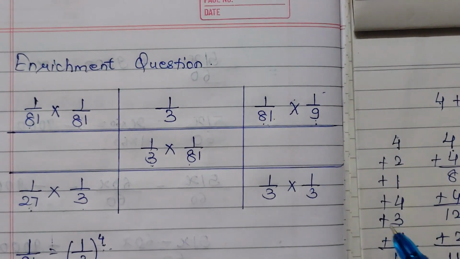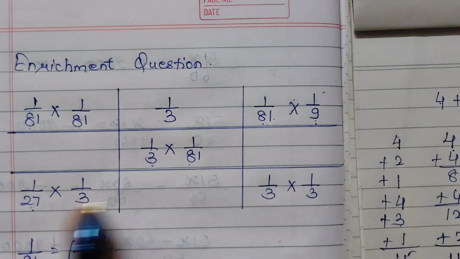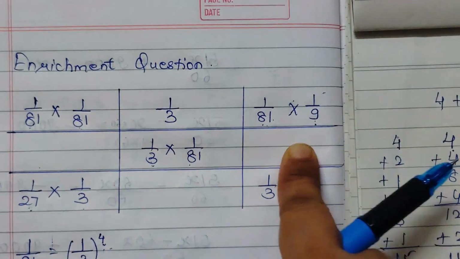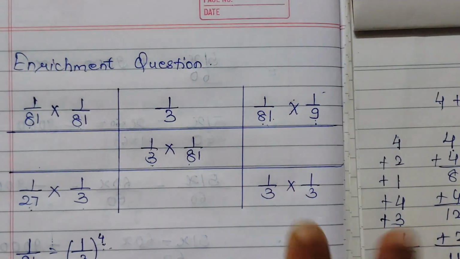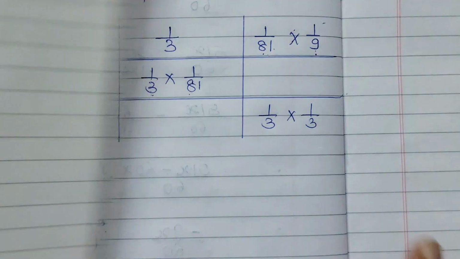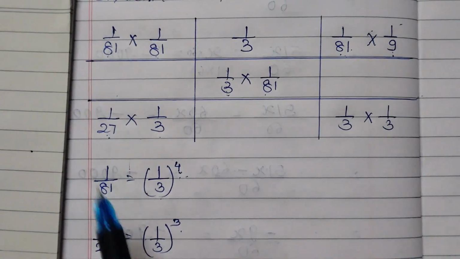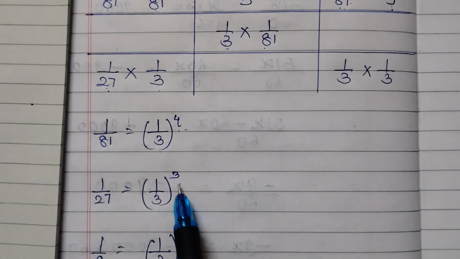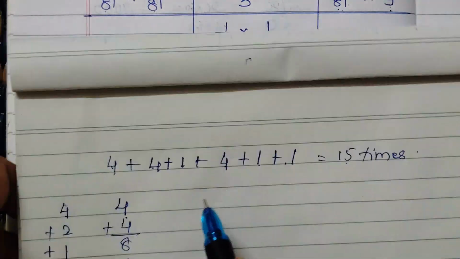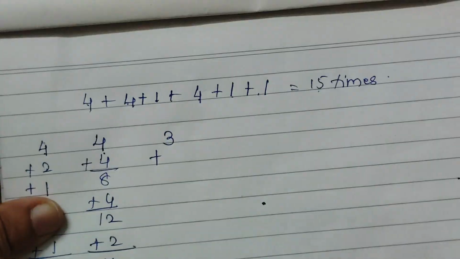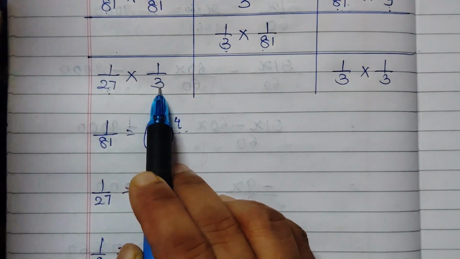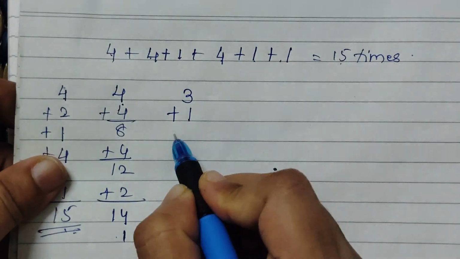Okay, now next we will do this last one. Last line. We will do the second line afterwards. First we will complete this. So again we will start. See, first is what? 1 upon 27. For 1 upon 27, 3 is repeated how many times? 3 times. So we will write 3. Then 1 upon 3 is what? 1 time. So I will write 1.